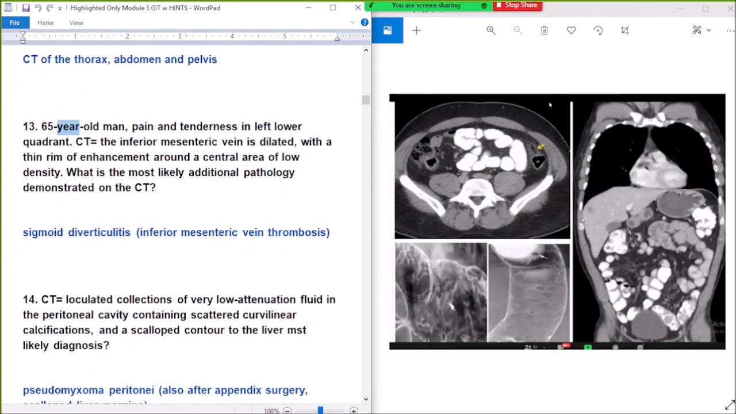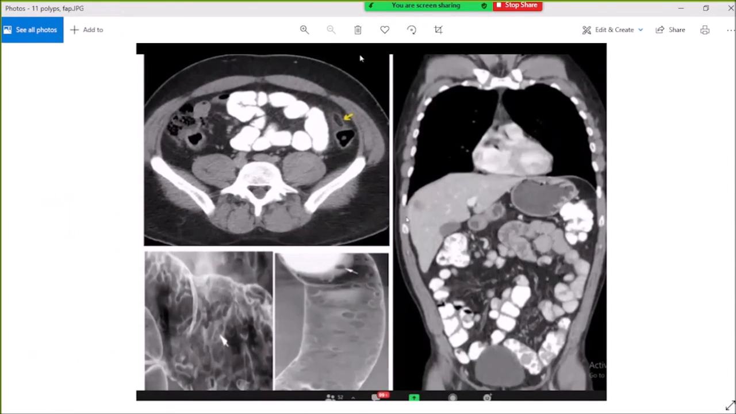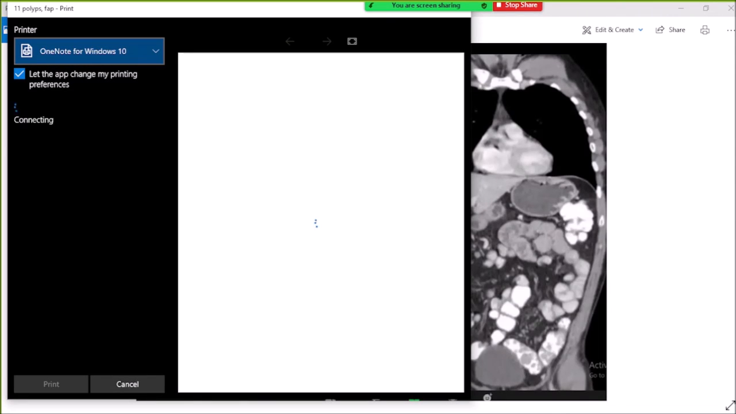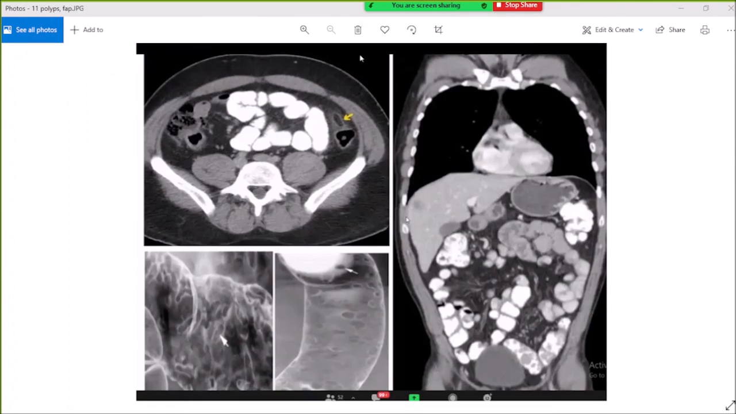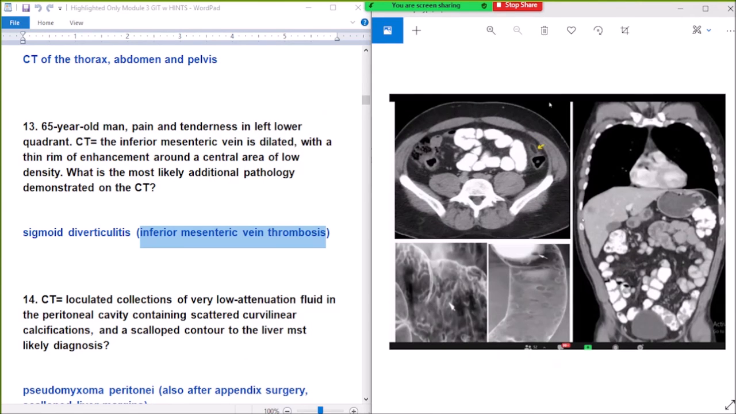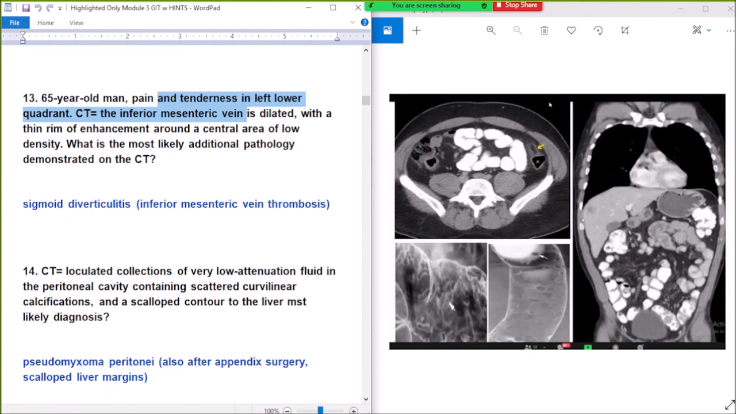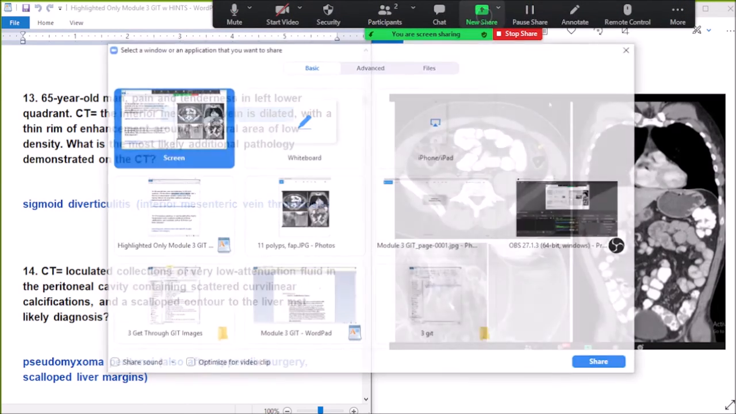Question number 13. A 65-year-old man with pain and tenderness over the left lower quadrant. CT scan: the inferior mesenteric vein is dilated with a thin rim of enhancement around a central area of low density. What is the most likely initial pathology demonstrated on the CT? Sigmoid diverticulitis. What is the diagnosis? Inferior mesenteric vein thrombosis. Okay, the patient has pain and tenderness in the left lower quadrant and the inferior mesenteric vein is dilated with a thin rim of enhancement. So simple.